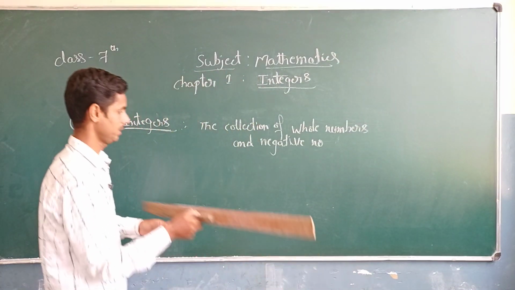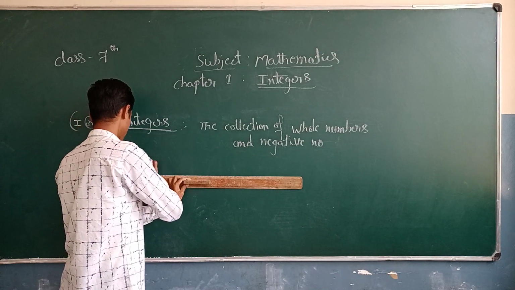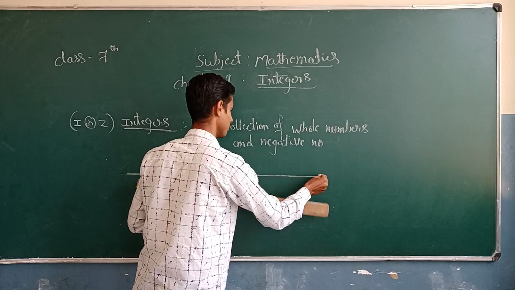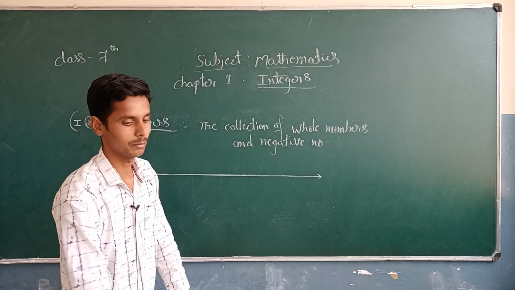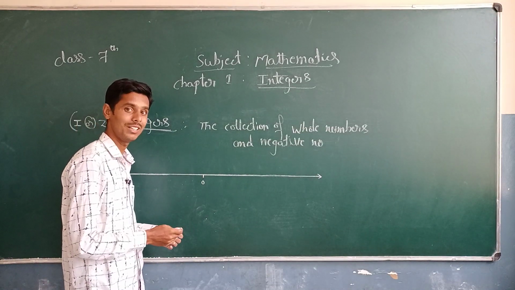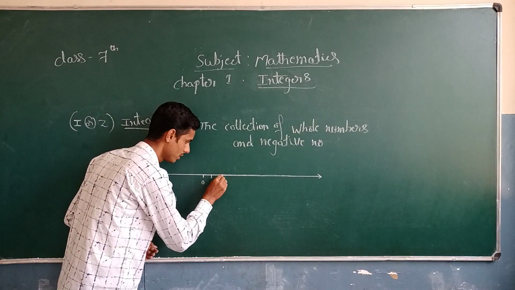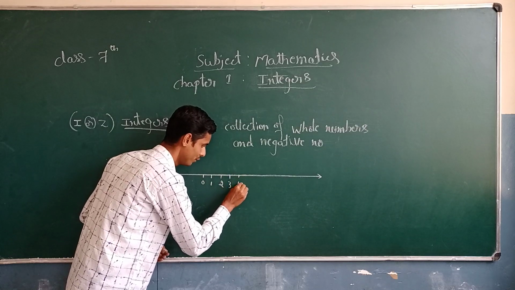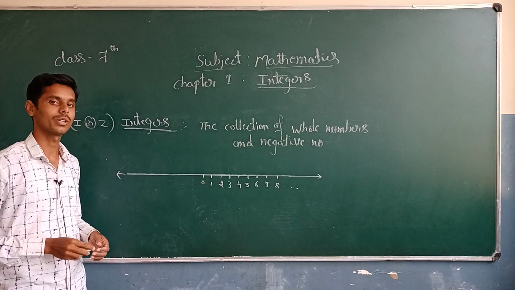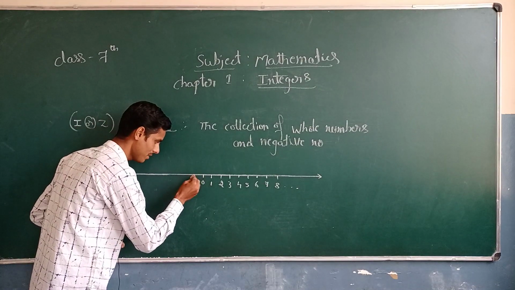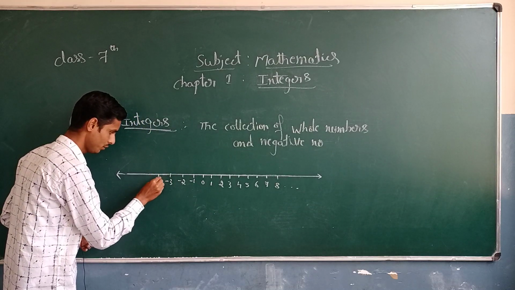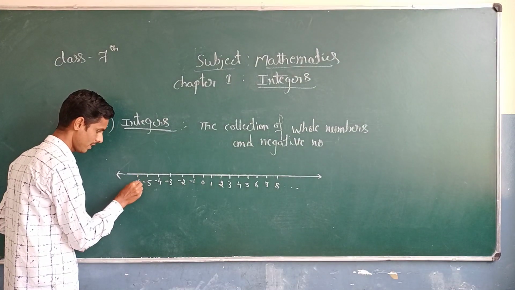So how to write the number line? See, this is our number line. Somewhere in the middle, we will write 0. To the right of 0, we will write positive numbers: 1, 2, 3, 4, 5, 6, 7, 8, and so on. Okay? To the left of 0, we will write negative numbers, that is minus 1, minus 2, minus 3, minus 4, minus 5, minus 6, and so on.